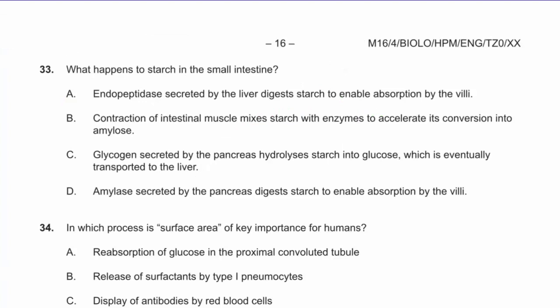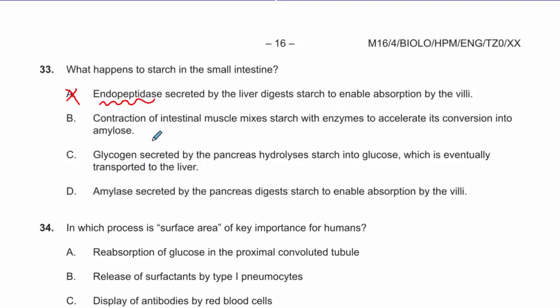33. What happens to starch in the small intestine? Well, starch is a polymer of glucose. So it says endopeptidase secreted by the liver, blah blah blah. Well, endopeptidase breaks down proteins, not carbs, so it's wrong. B. Contraction of intestinal muscle mixes starch with enzymes. Okay, looks promising. To accelerate its conversion into amylose.